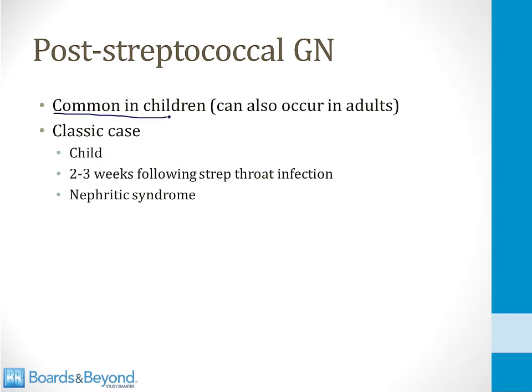Post-streptococcal GN is common in children, although it can also occur in adults. The classic case you should know for your board exams is a child 2 to 3 weeks following a strep throat infection who develops the nephritic syndrome. The reason it takes 2 to 3 weeks to develop is because it takes time for those immune complexes to form and build up in the kidneys.